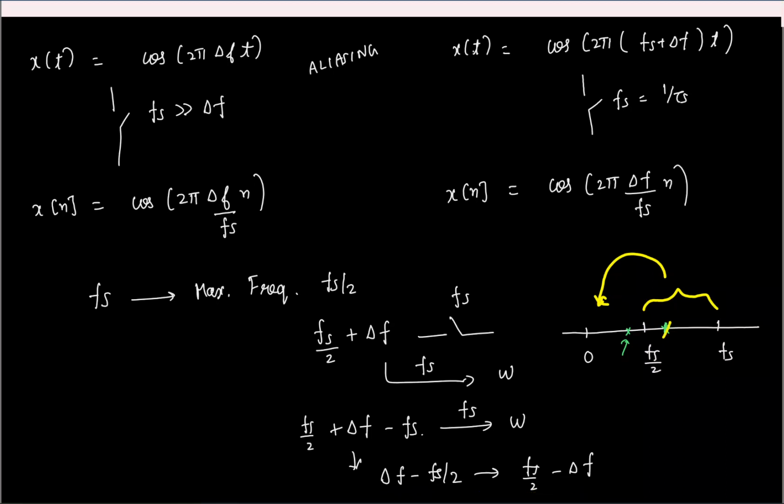So that is what is generalized here. If you have a tone at fs/2 + Δf, after sampling it will fall back to the left side, at the same spacing. I'm sure you know, right?